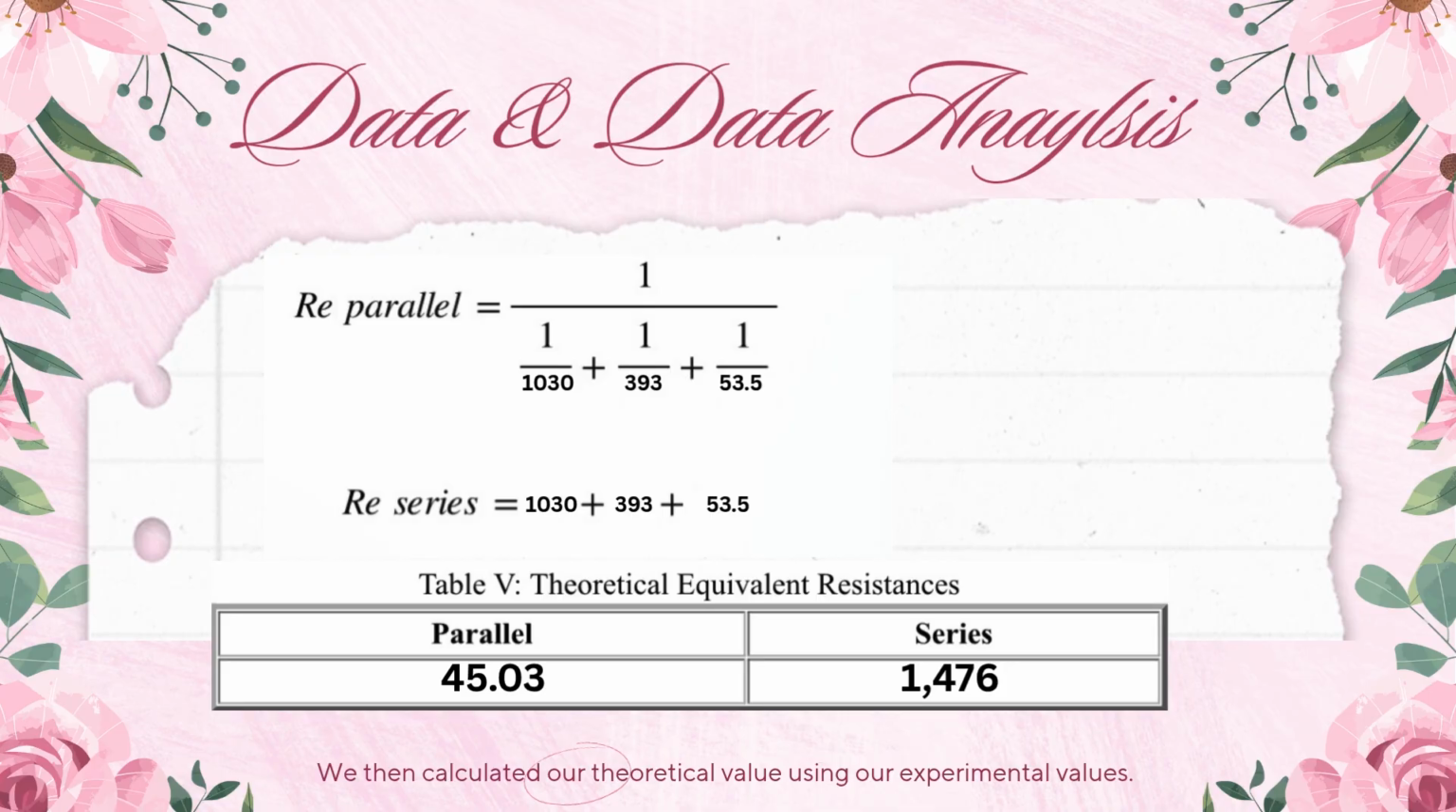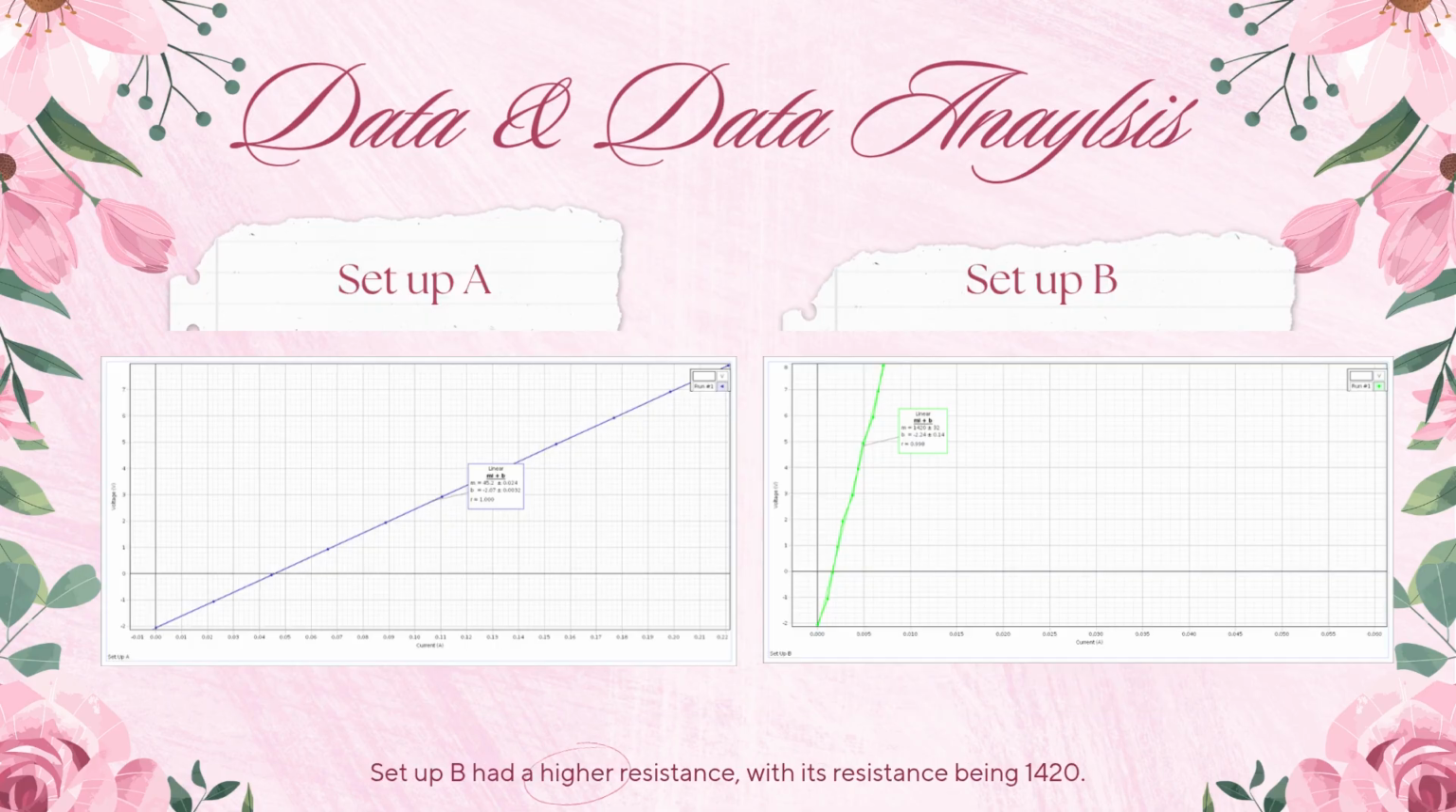In the formulas, the values that you see there were taken from the experimental values that we got in the graphs. And after calculating those values, we saw that the theoretical resistance for the parallel was 45.03, and for the series was 1,476. So those are our graphs for setup A.